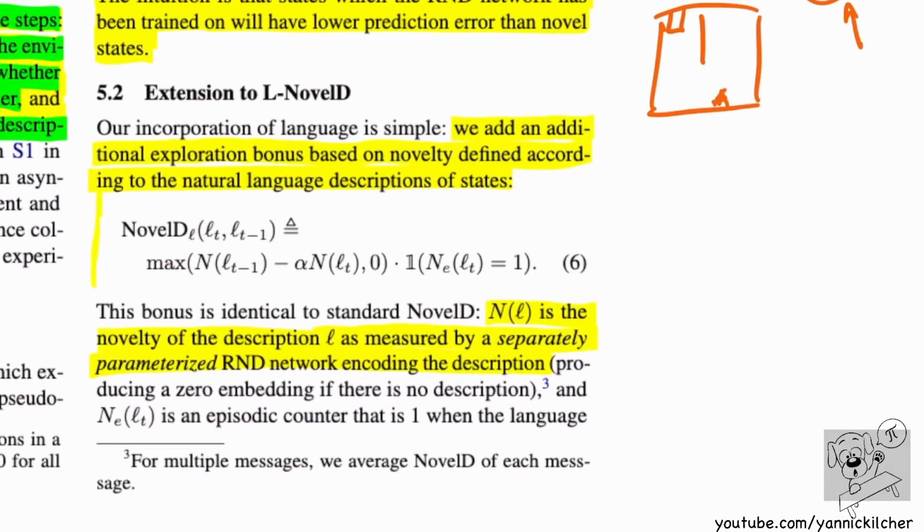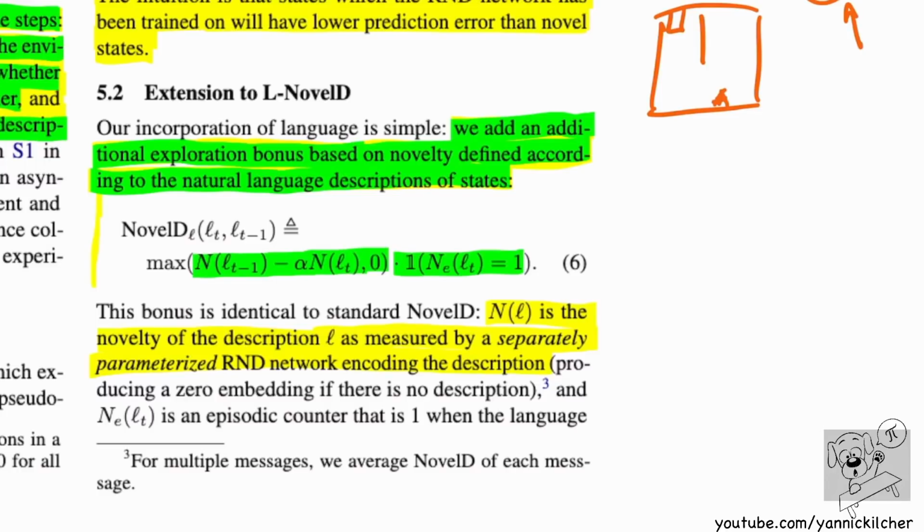So what do we do? To add language, that's this paper now, we add an additional exploration bonus based on novelty defined according to the natural language description of states. So again, this is simply a repetition of the formula. We have some sort of a notion of novelty of a linguistic description, and we give the reward if the novelty of the new state is higher than the novelty of the old state for whatever definition, and only the first time we encounter it.